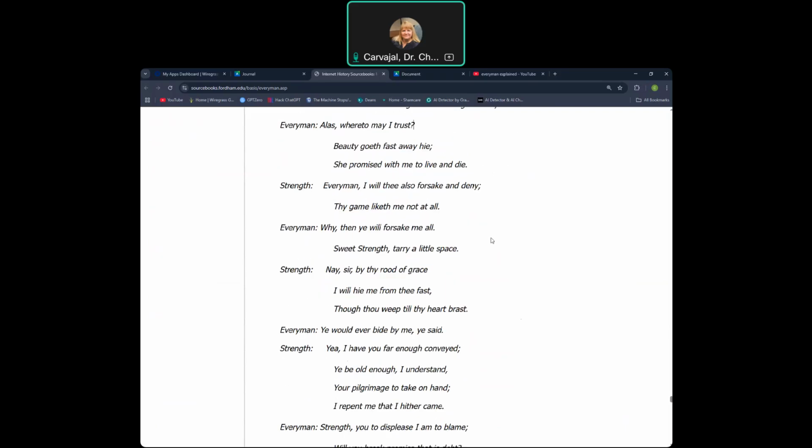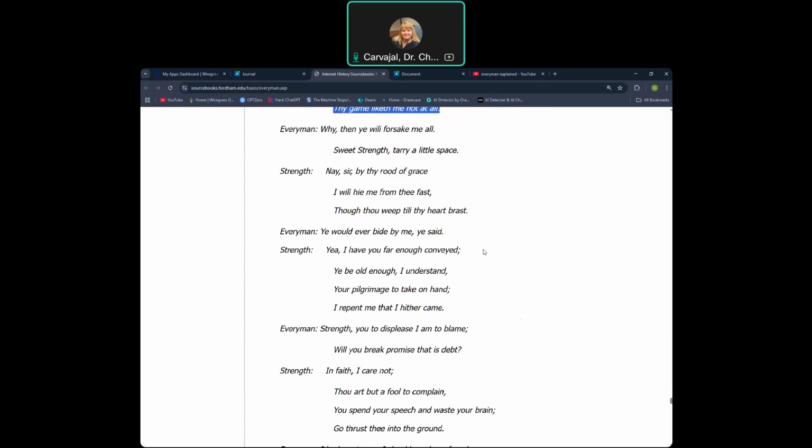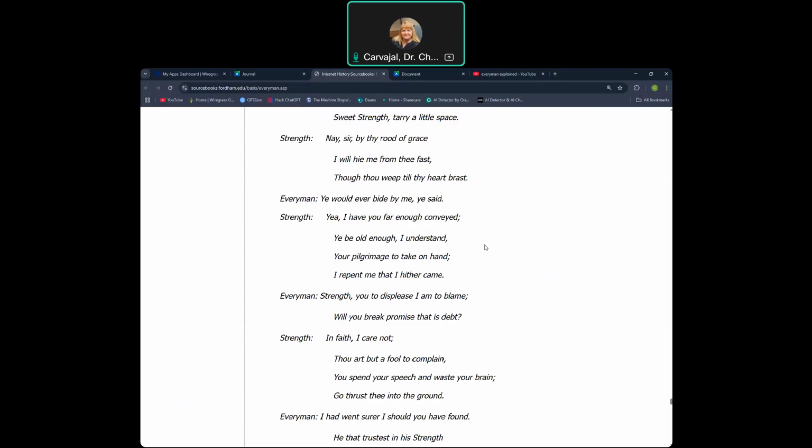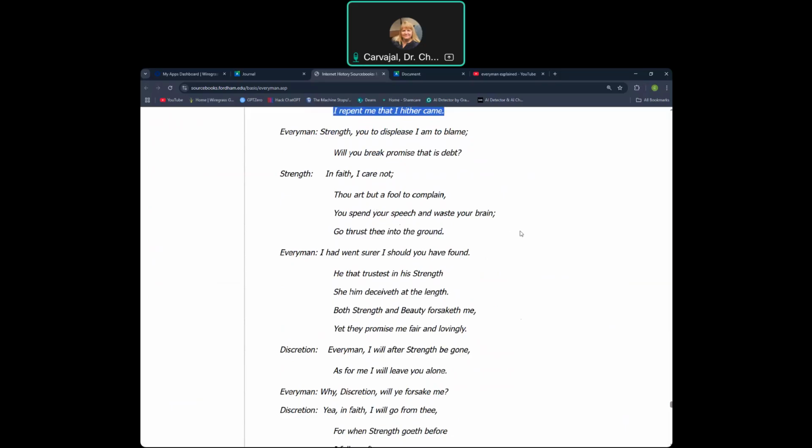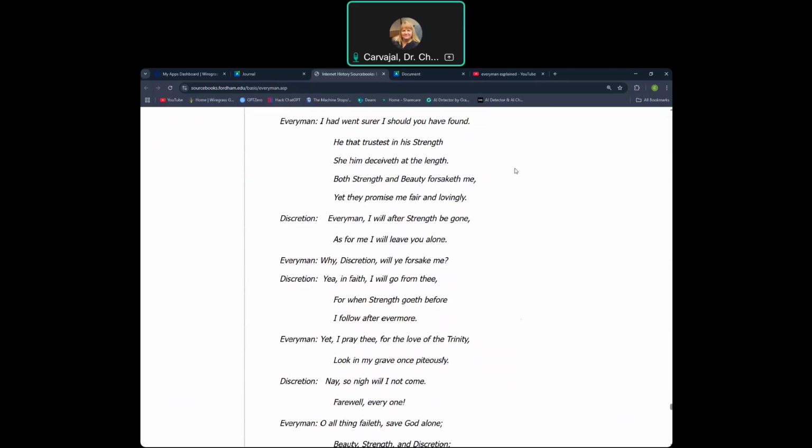And Strength says, I'm not going either. Because remember, you die and you don't have any strength left because your body's dead, right? And he goes, "Come on, Strength." And Strength goes, "Nope, I have to leave too." And he said, but you'd always stay. And Strength goes, "I said I'd stay on the journey, but now I repent me that I came." And he goes, but are you going to break your promise? It doesn't make any difference because he can't keep his strength even. Now, Strength was willing to go with him until that point. And then he's got to die.